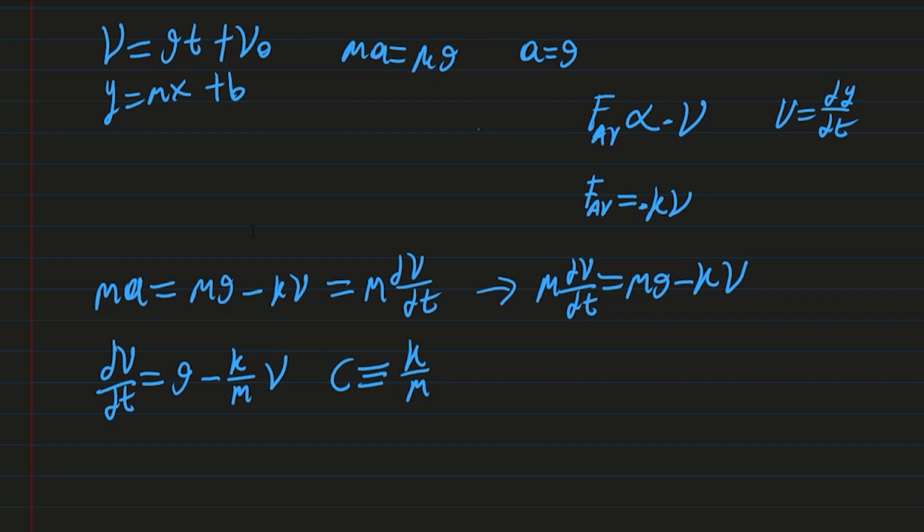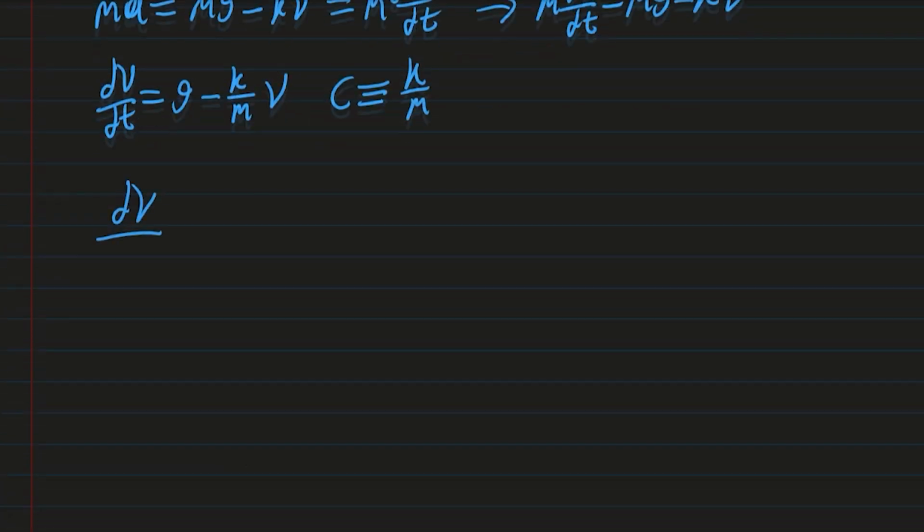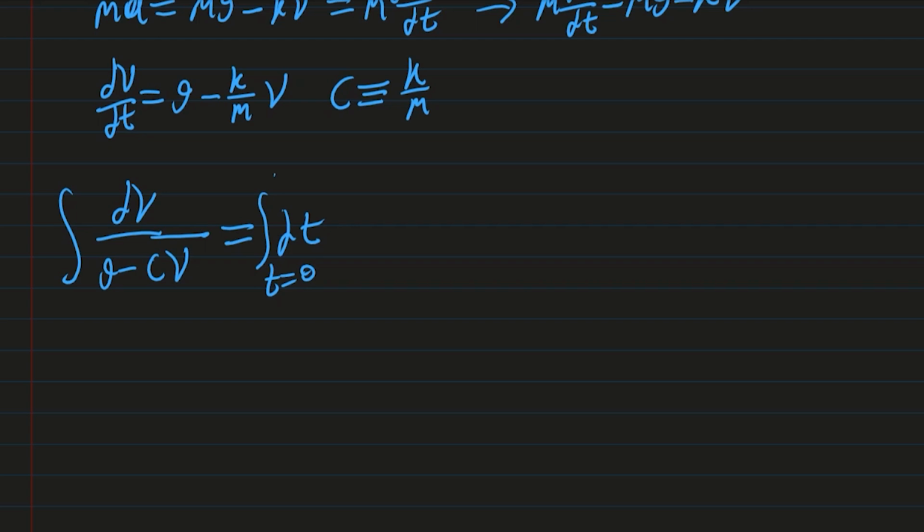Now what I want to do is integrate dv over g minus k over m times v, which is going to be equal to dt, and I'm going to replace this with c v, since we defined a new constant there. On this side I want to integrate with respect to v, and this side with respect to t, so here I'm going to integrate from t equals 0 to t again. Now this side I'm going to use substitution.